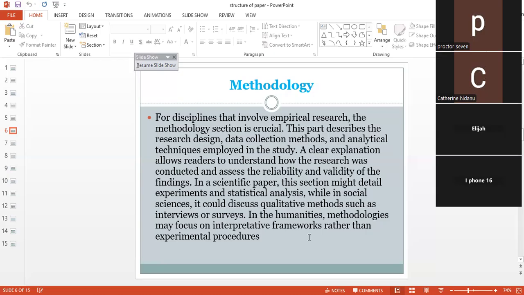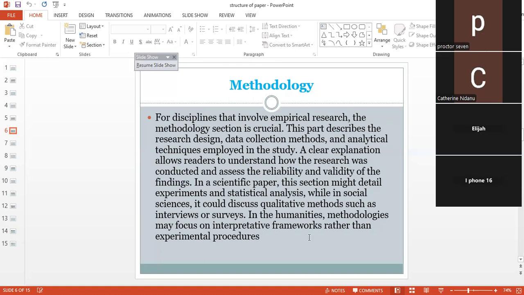Are you going to review documents? Are you going to use experimentation? Or how are you going to collect your data? Then you must have what you call a research design. And that is to have qualitative research designs and quantitative research designs. So a clear explanation allows readers to understand how the research was conducted and assess the reliability and validity of the findings. So in science, we believe that when you have a right method, another person can even use that method and get the same results.